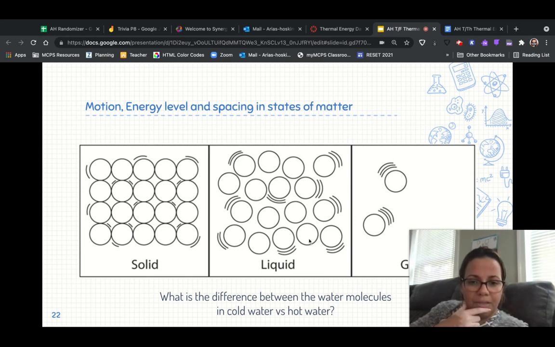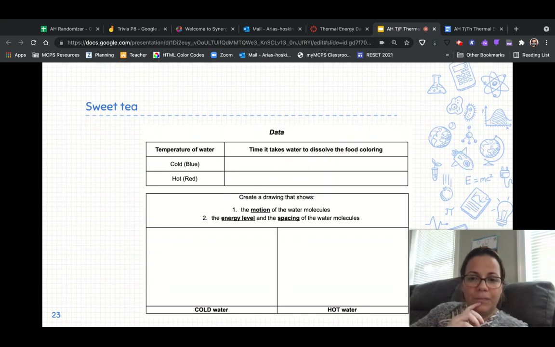Now look at the particles in here for the liquid. You see that there are two lines for each circle. That means that they can still move, right? They're vibrating more, they're moving more, they're spreading out a little bit more, they're more energetic compared to the solid, but less than gas. Now look at the gas particles right here. They have three lines for each particle, for each molecule. So that means that they're moving really fast, they're highly energetic. So that's basically what you need to do for the next part.